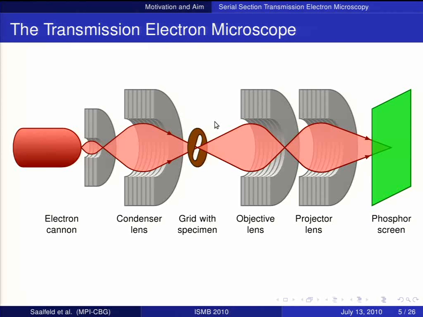Now, an electron microscope is built of lenses that focus the electron beam, a grid that holds the specimen, so the serial sections, and finally a phosphor screen. The sections themselves are stained with heavy metal atoms, and these heavy metal atoms scatter the electrons, so you see black where the heavy metal atoms are enriched, and you see white where they are not.